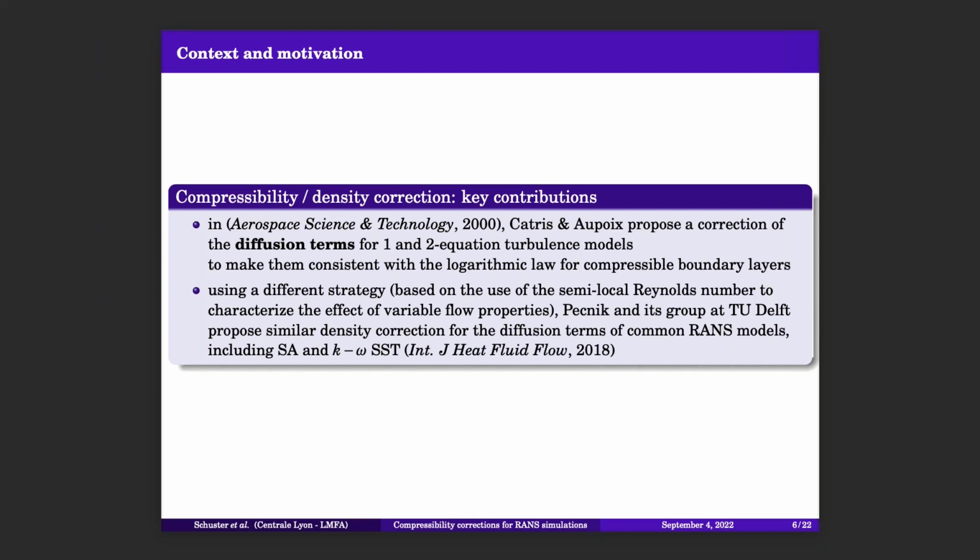So apart from this first series of compressibility correction, you have also density correction, which were proposed initially by Catris and Aupoix in 2000. And basically, the idea was actually that you need to modify the diffusion terms in be it one or two equation turbulence model so that you make them consistent with the logarithmic law for compressible boundary layers. This same idea was also explored more recently in 2018 by a group of Pecnik at the TU Delft using a different strategy and leading to similar or analogous density correction for the diffusion terms of common RANS model, including Spalart and K omega SST.